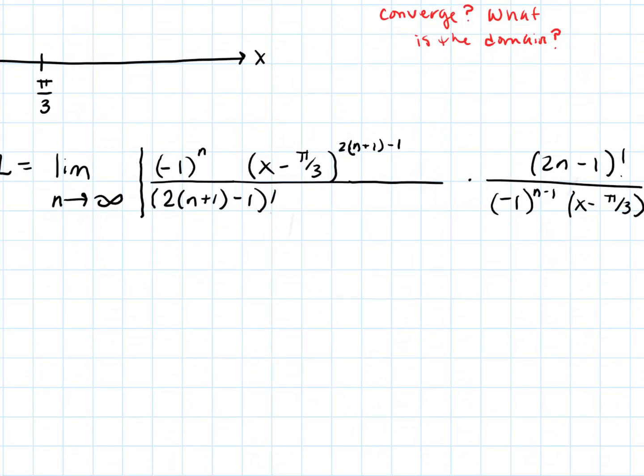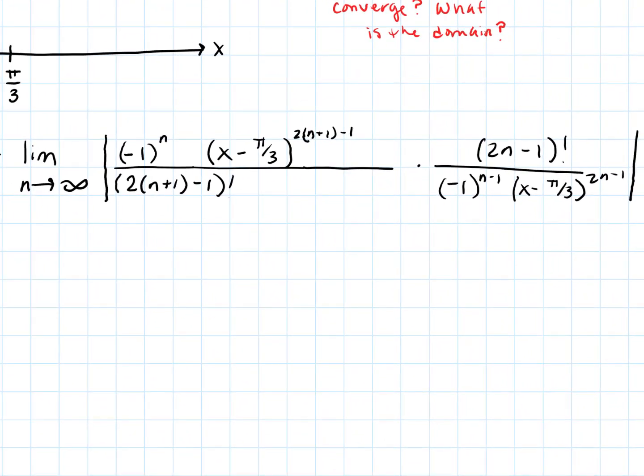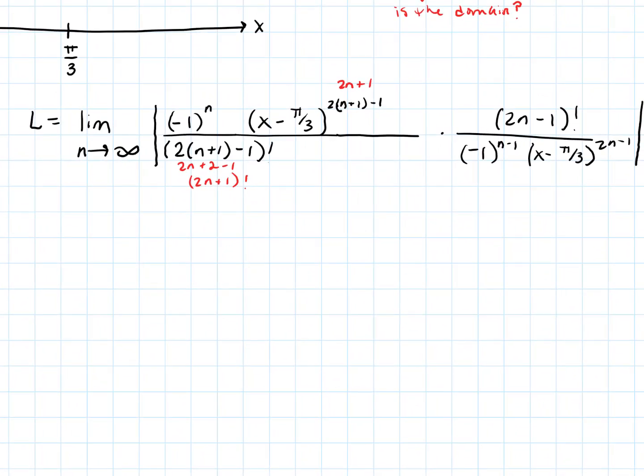Okay. Now let's get in here and simplify this a little bit. Clearly, I'm going to go ahead and just show this up here. This is 2n plus 2 minus 1, so this is 2n plus 1. Same thing here, 2n plus 2 minus 1, so that becomes 2n plus 1 factorial there, and the negative ones.